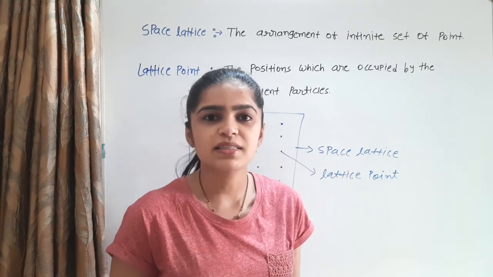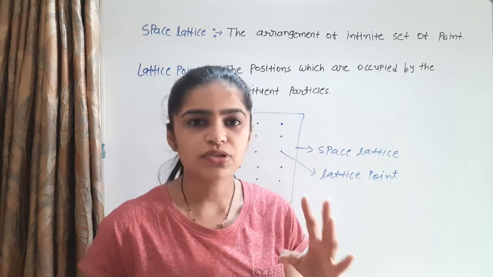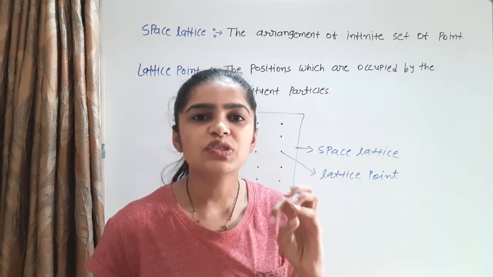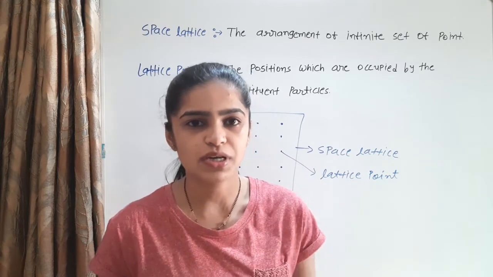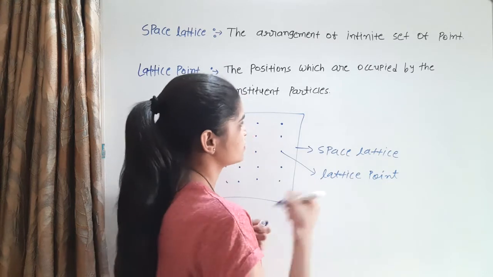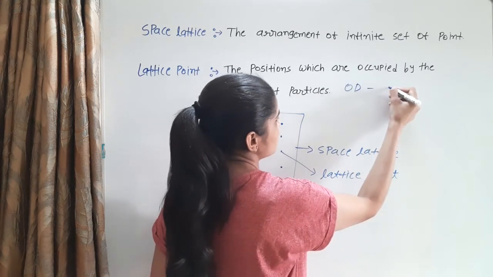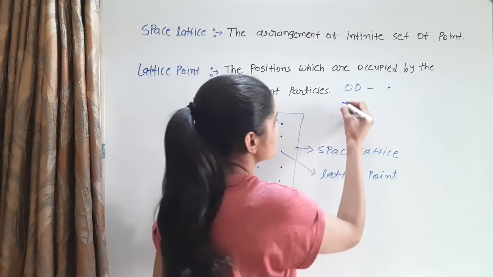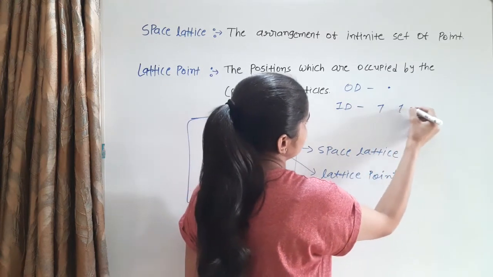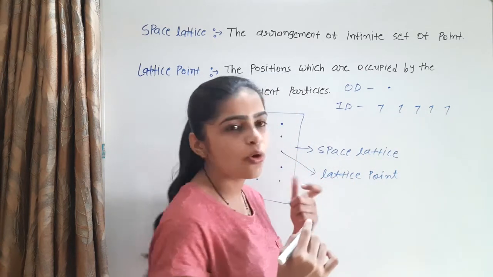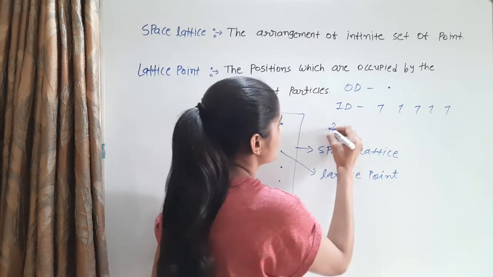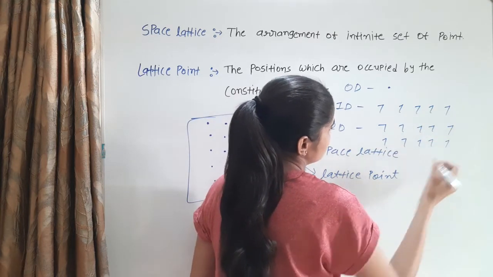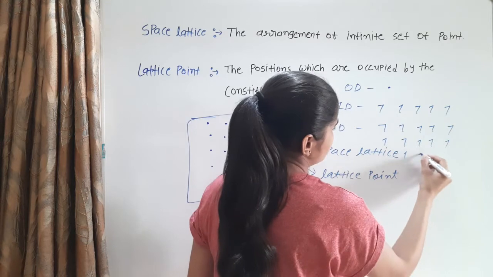Next, a lattice can be one-dimensional, two-dimensional or three-dimensional. But in physics, four dimensions are present: 0 dimension, 1 dimension, 2 dimension and 3 dimension. In the 0 dimension, only 1 point is present. In 1 dimension, constituent particles are present in only a row. 2 dimension means particles are present in rows and columns.